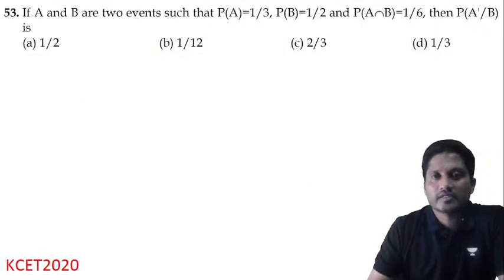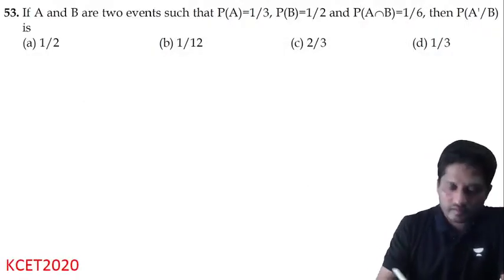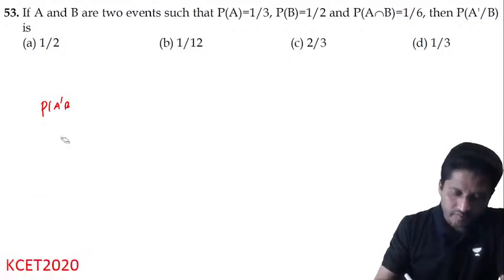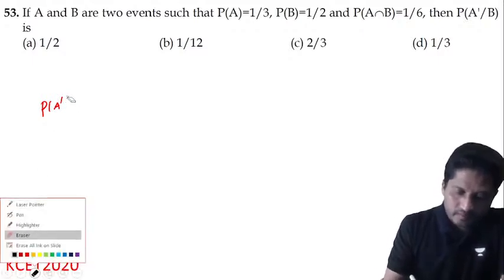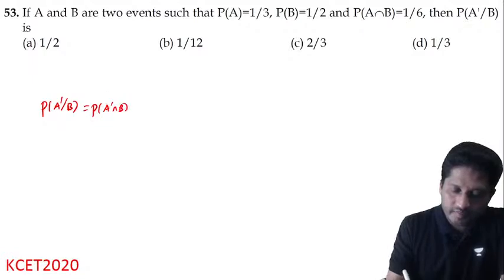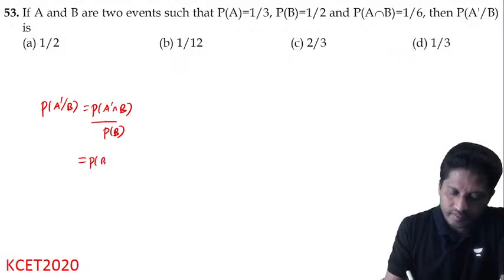A and B are two events such that P of A and P of B are given. Right, we did a similar question in the 19 paper as well. P of A dash given B is equal to P of A dash intersection B divided by P of B. So this is the same as P of B intersection A bar divided by P of B. Right, now listen.